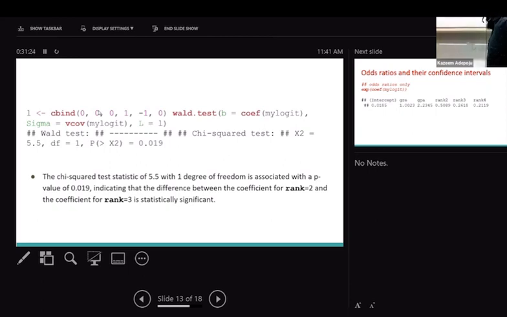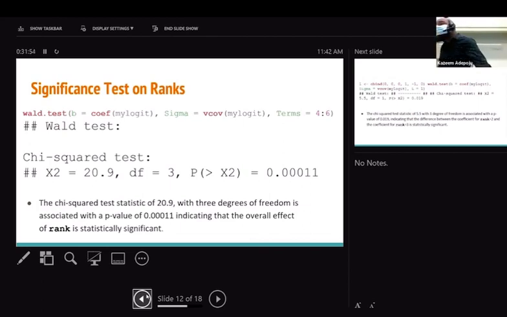The 0.019 indicates that, let's say at 0.05, it is less than 0.05. Therefore, the difference between rank 2 and rank 3 is statistically significant. You can also do the same. You can compare any two ranks. Why are you comparing any two ranks? Because we have realized here that the rank is significant, and that is why we're trying to see where the difference lies. Okay?